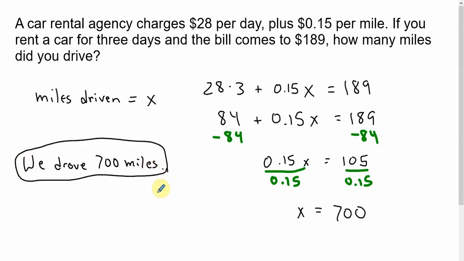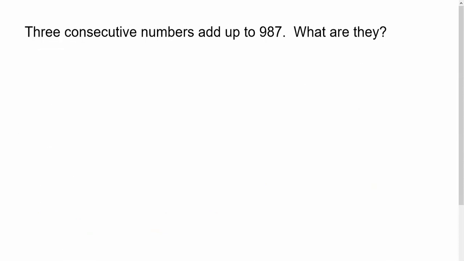Okay. And then the final thing we should always do is check. So let's see, at 3 days, so on my calculator I'm going to do 3 times 28 plus 15 cents times 700 miles, 15 cents for every mile. And when I work that out, I get, yes, $189. So it checks out. So that must be the right answer. You cannot get an algebra problem wrong and not know it if you're willing to take the 10 seconds to check it. Let's do another one.